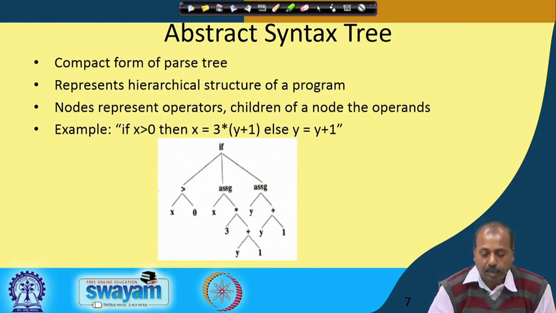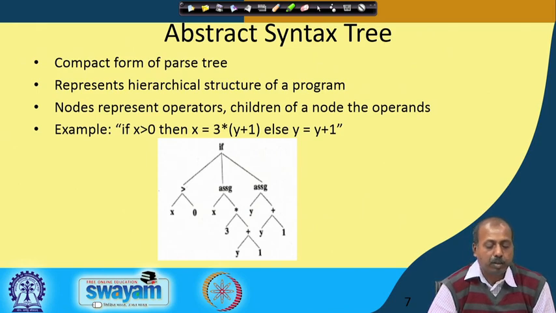So, this is the abstract syntax tree type of representation, the compact form of parse tree. As I was telling, the parse tree in some sense represents the program. So, you can exploit that particular structure for representing the program in a different form. This is a compact form of parse tree and represents the hierarchical structure of a program. Nodes represent operators, children of a node the operands.